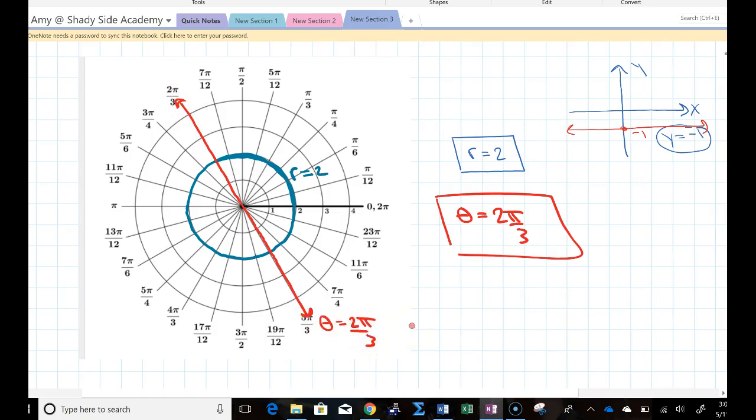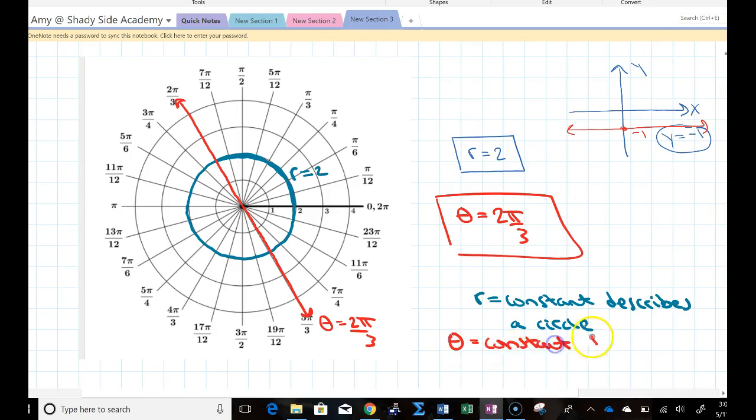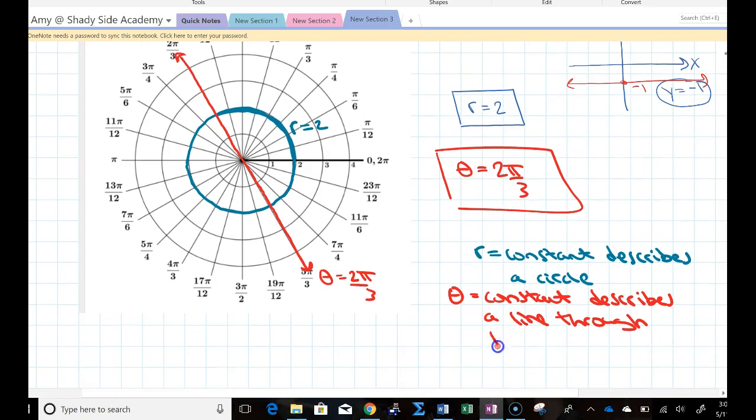So right away we know that in the world of the polar coordinate system, r equals some constant describes a circle. I guess we could say it also could describe a point, right, if r equals 0. And then we also know that theta equals a constant describes a line through the origin.